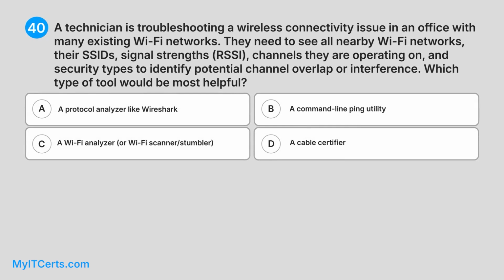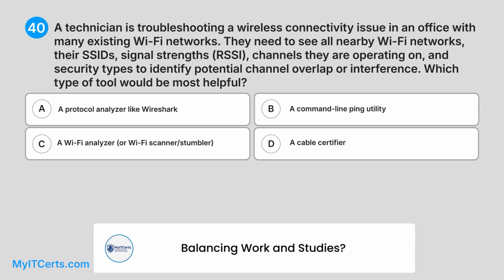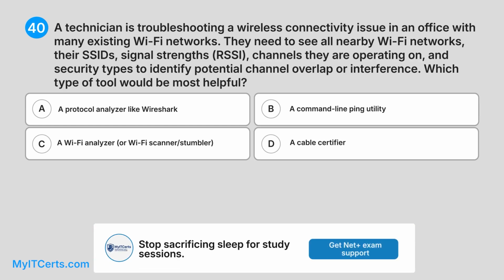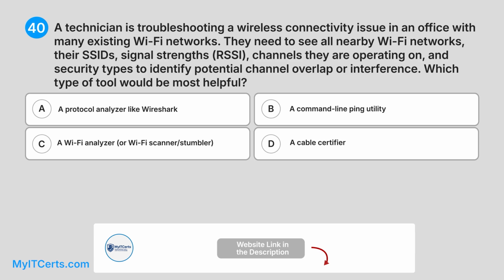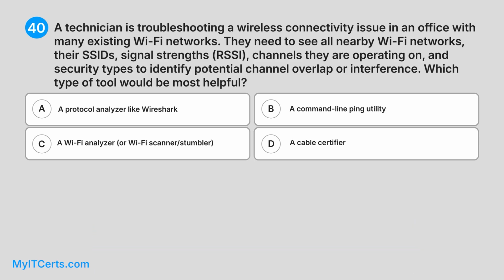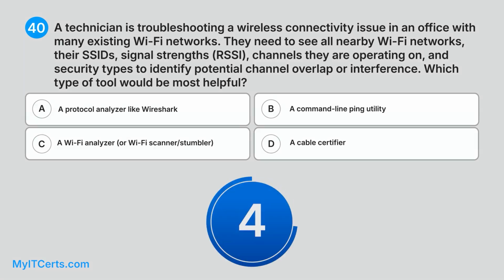40. A technician is troubleshooting a wireless connectivity issue in an office with many existing Wi-Fi networks. They need to see all nearby Wi-Fi networks, their SSIDs, signal strengths, RSSI, channels they are operating on, and security types to identify potential channel overlap or interference. Which type of tool would be most helpful? A. A protocol analyzer like Wireshark. B. A command line ping utility. C. A Wi-Fi analyzer, or Wi-Fi scanner, stumbler. D. A cable certifier. Can you guess the answer?